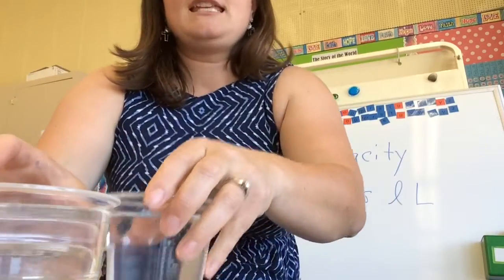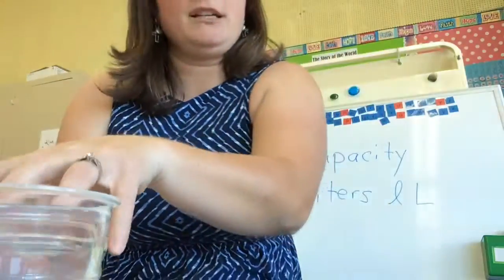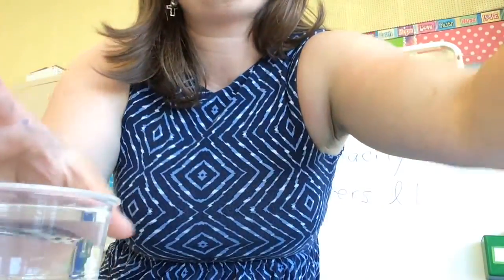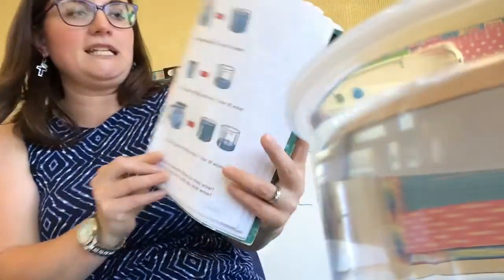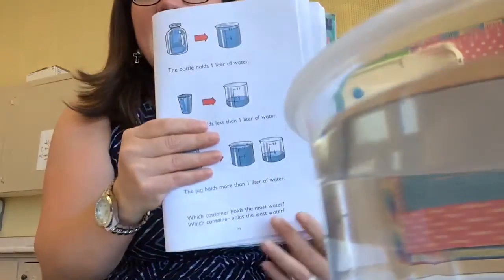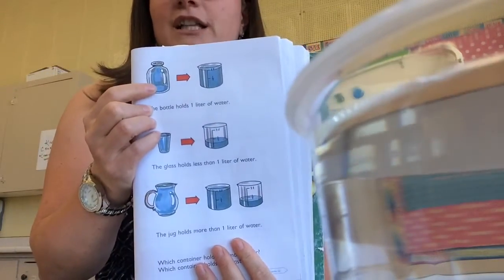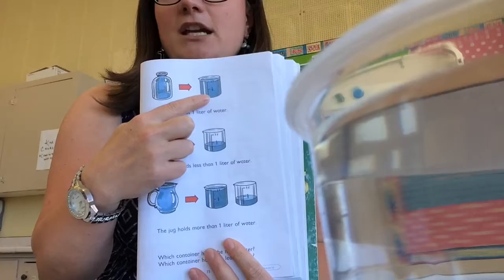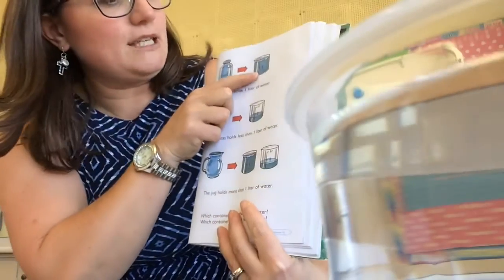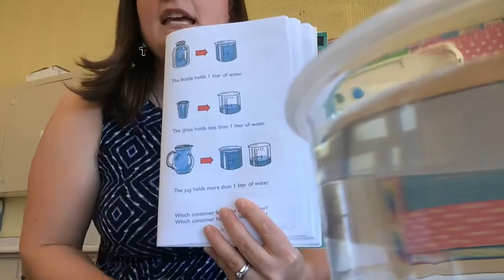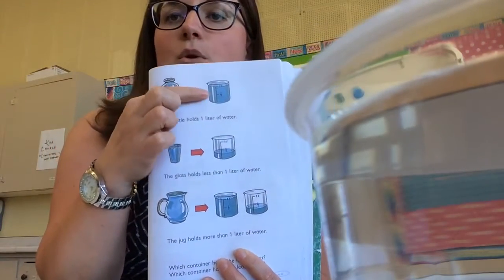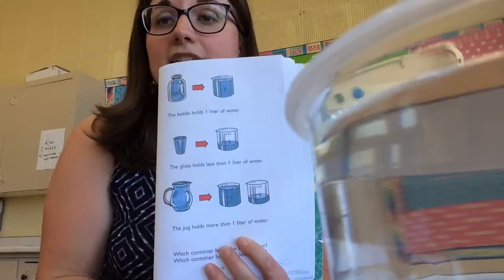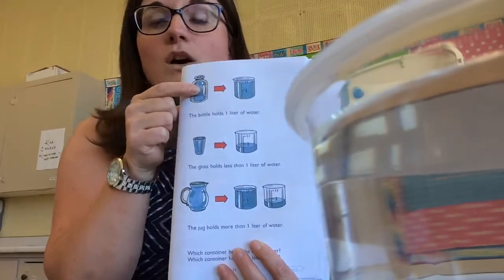Now, I would like you to get your textbook, and we're going to open to page 73. So press pause if you need to grab your textbook, okay? And we're going to look at this bottle, and if I pour this bottle into my measuring cup, and you can see 1 liter is marked at the top, how much water does this bottle hold? Well, when I poured it in, it filled it right up to the 1 liter mark. So this bottle holds 1 liter.